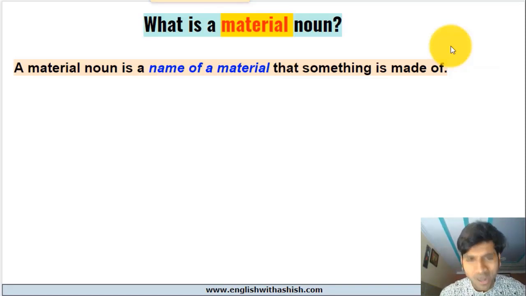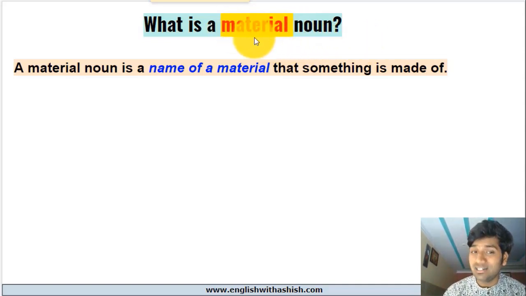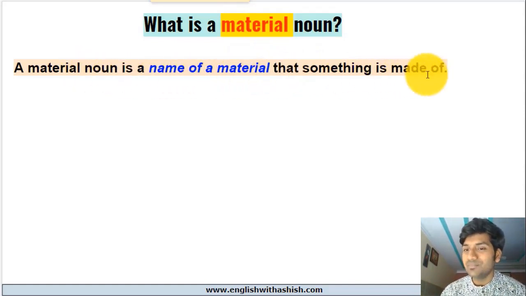All right, everybody, now let's understand what a material noun is. So guys, what is a material noun? A material noun is a type of a noun. Now, what is a noun? A noun is a name of something or somebody. Now, what is a material noun? A name of a material. A material noun is a name of a material that something is made of.